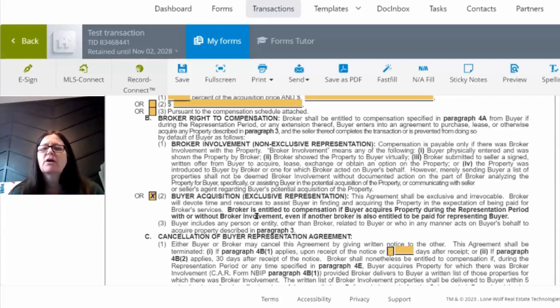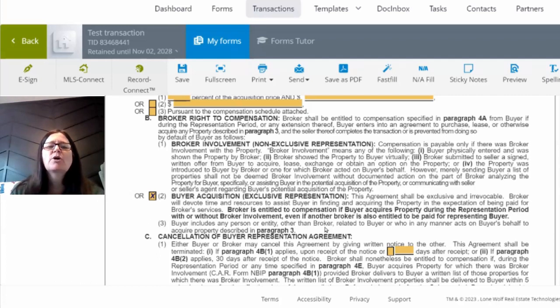Okay. And then they're also identifying the buyer just so there's not any try to work around. The buyer includes any person or entity related to buyer or who in any manner acts on buyer's behalf to acquire the property. So I can't have the agreement and then go have my husband buy it for me to try to get out of this agreement. So that's what that's saying right there.